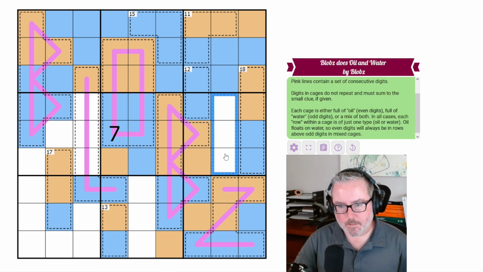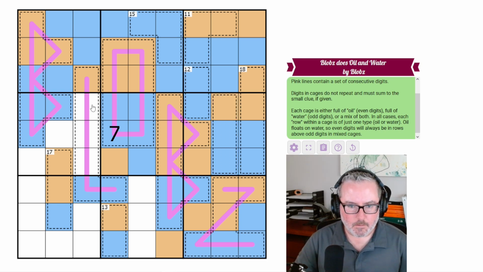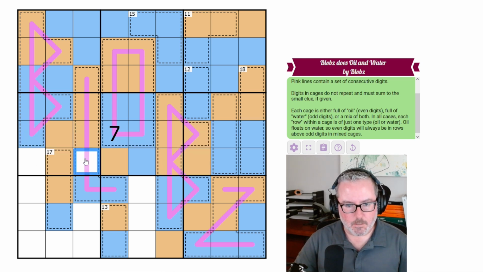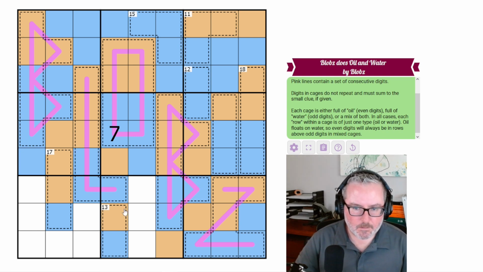We have this cage, which must have 1 even oil and 2 odd waters. Now, this must be even for our row. These must both be even for this row. This row is done, so these must be odds. All right.